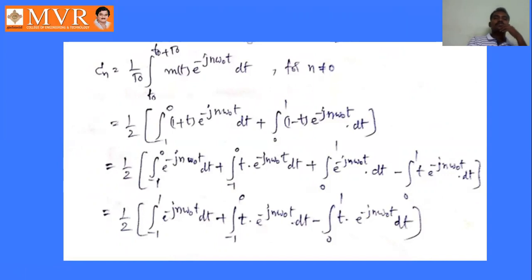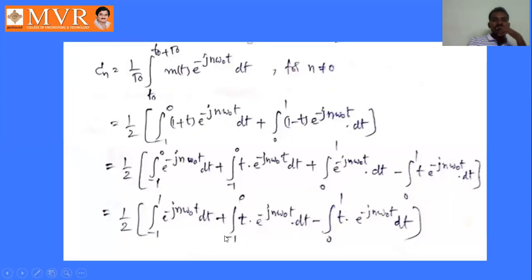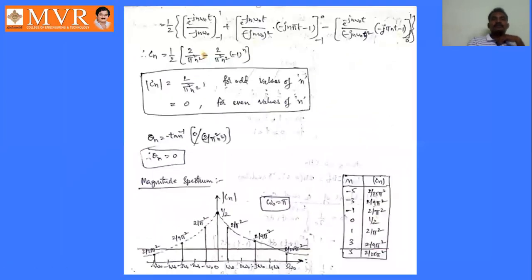Will substitute pi at last. The integral from 0 to 1 of t e^(-jnω₀t) dt plus the integral from 0 to 1 of (1 - t) e^(-jnω₀t) dt. Okay, expand this. So it is like this. It is in the form of e^(ax) dt, t times e^(ax) dt. Already we have the formula for the integral of t e^(ax), that is e^(ax)/a² times (ax - 1).